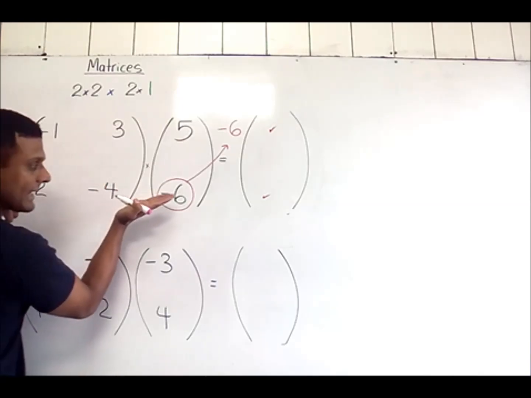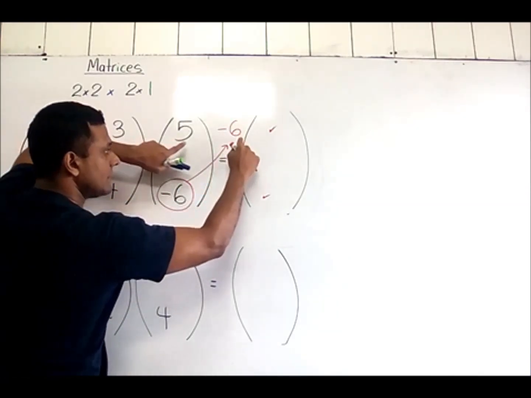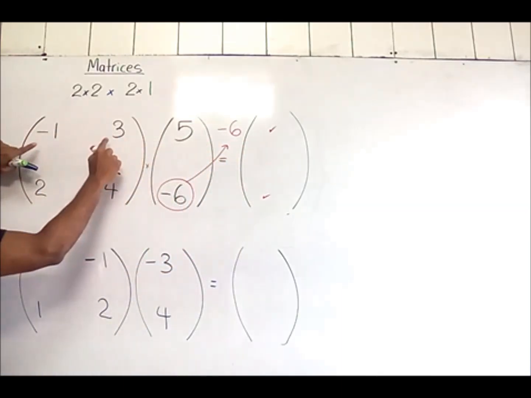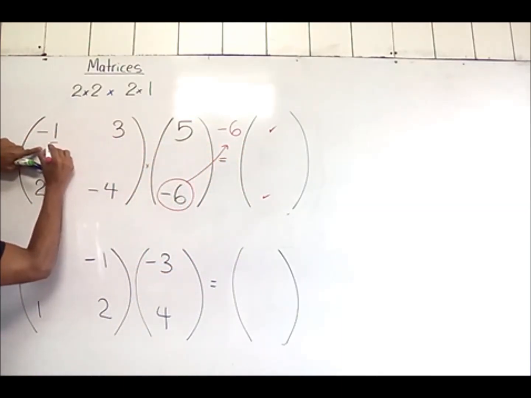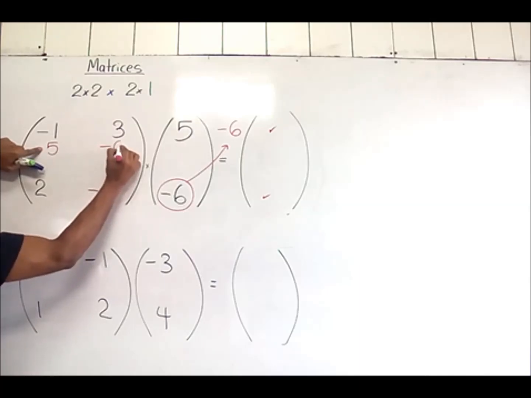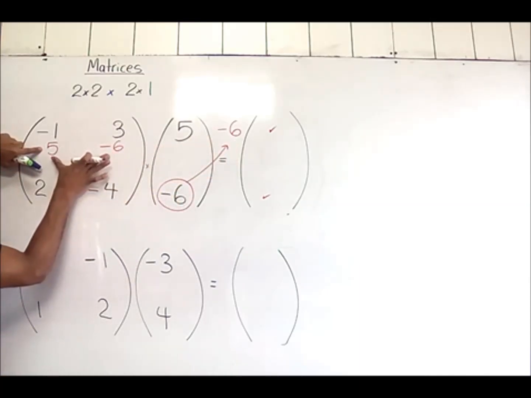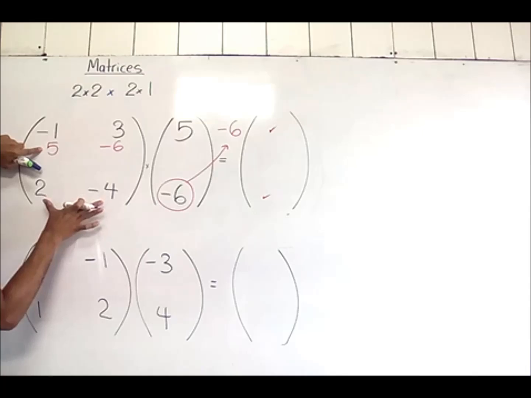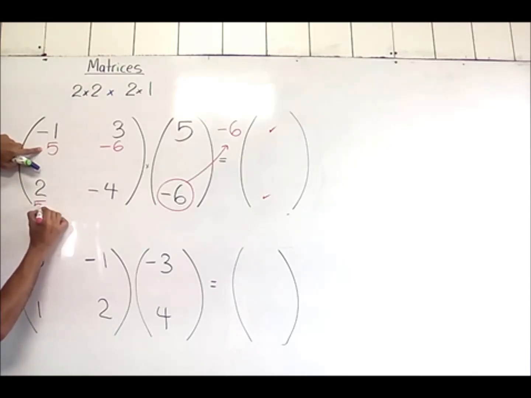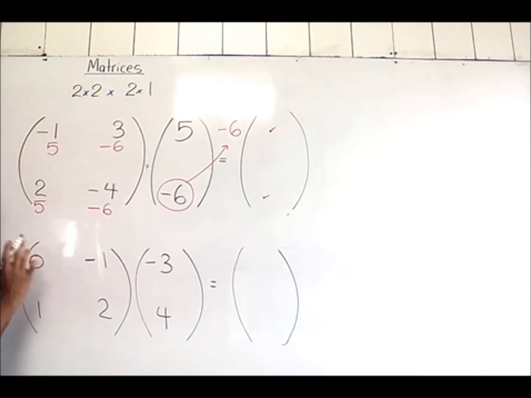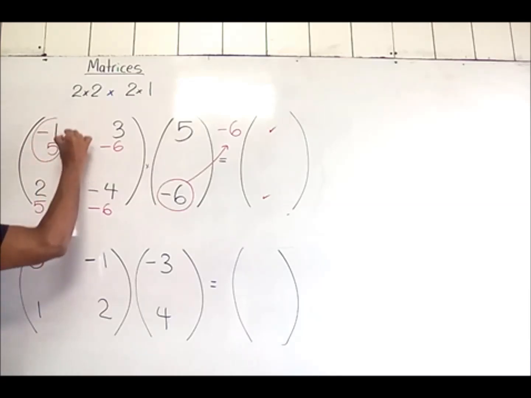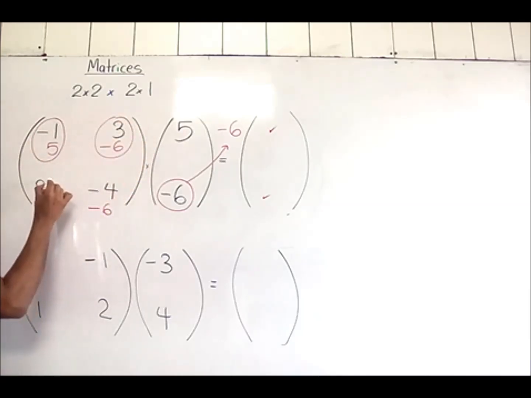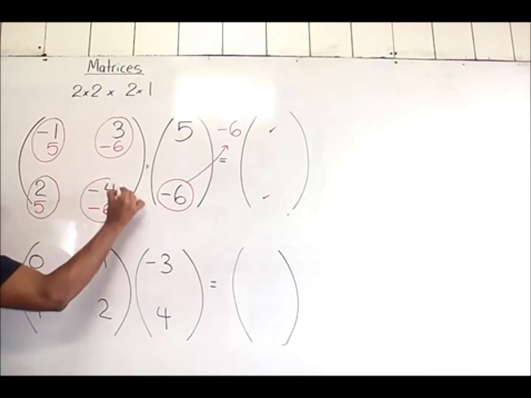So that again, the minus 6 swings up to the top. These two numbers slide here, and we're going to write it in here. The 5 and the minus 6 in the same order. And we're going to photocopy it here, and we're going to photocopy it here. 5 and minus 6.